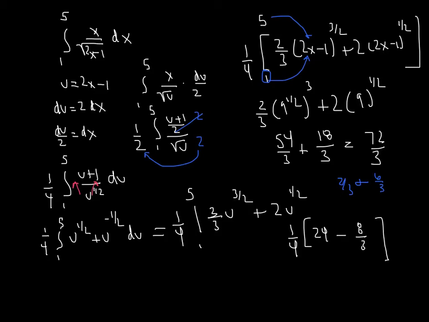And I guess I should have left this as 72 over 3. So we're going to have 1/4 times 72 over 3 minus 8, which is 64 over 3. And 1/4 goes into 64, so these two right here can give me 16 over 3, and that should be the final answer here.